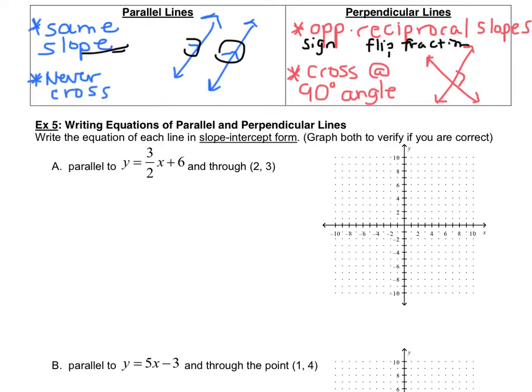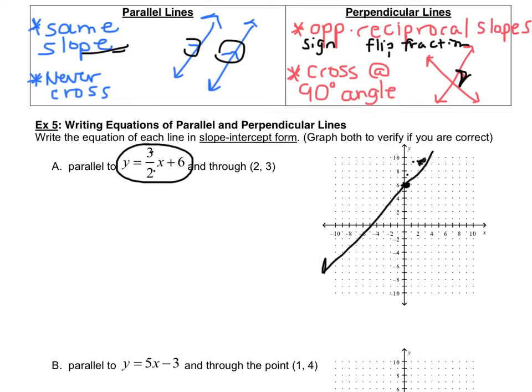Perpendicular lines cross at a right angle, and you use that little box to show that you have a 90-degree angle. The first example, we're going to find an equation parallel to that. So first I'm going to graph that line. I'm going to start up 6, and I'm going to go up 3 over 2. 1, 2, 3 over 2.